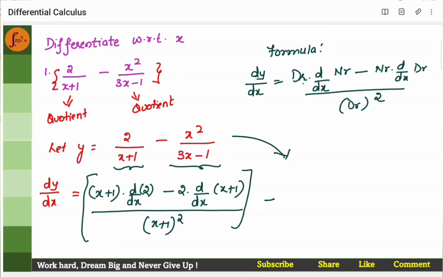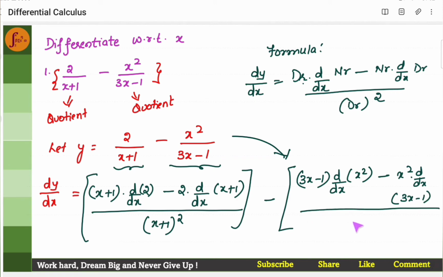For this one we'll have to do, so this will be denominator 3x minus 1 into derivative of numerator, which is x square, minus numerator into derivative of denominator, that is 3x minus 1 by denominator the whole square.